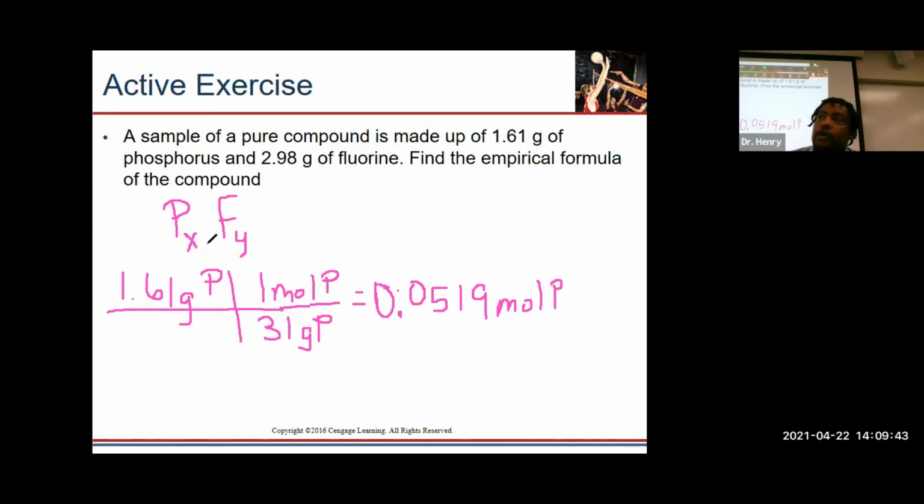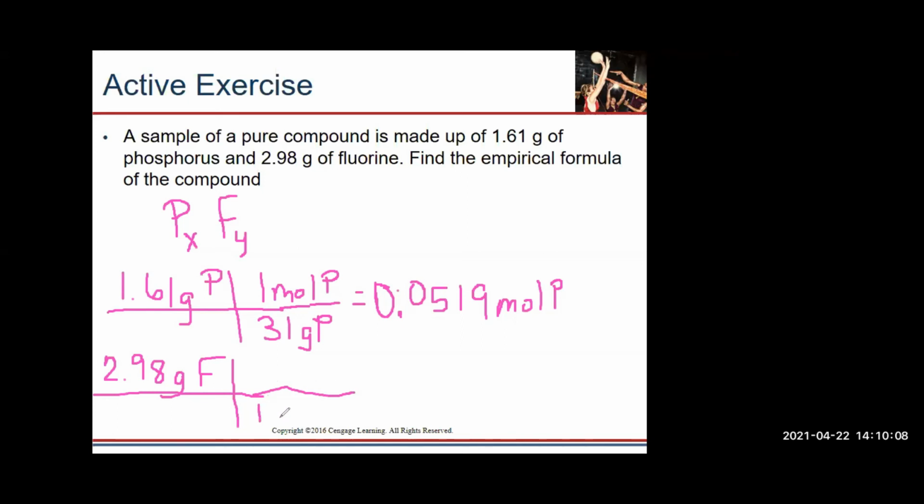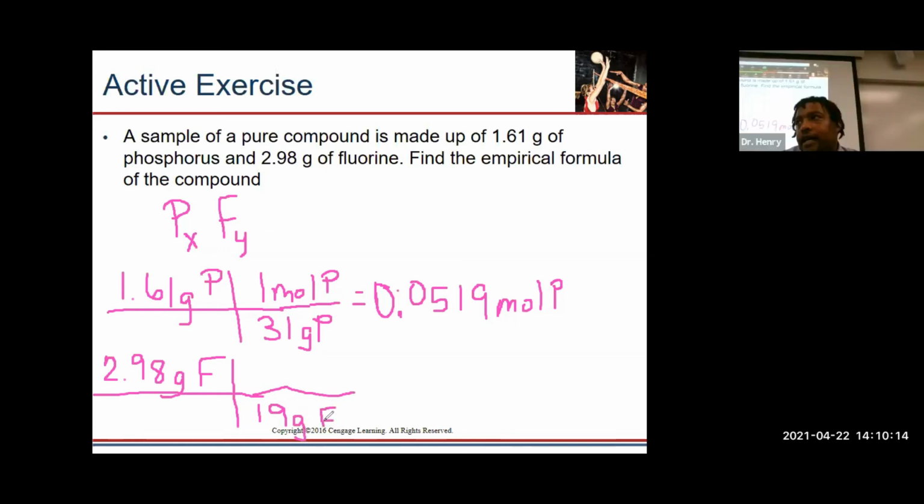Okay, and then for the fluorine, I have 2.98 grams of fluorine. And what is the molar mass of fluorine? 19. I should say the atomic mass.